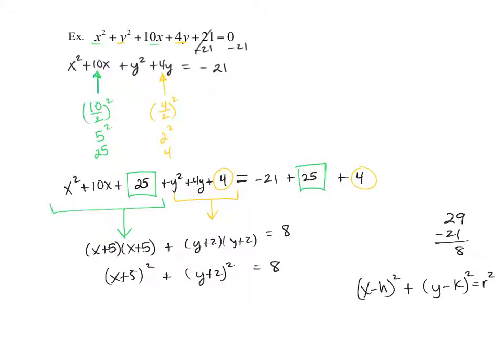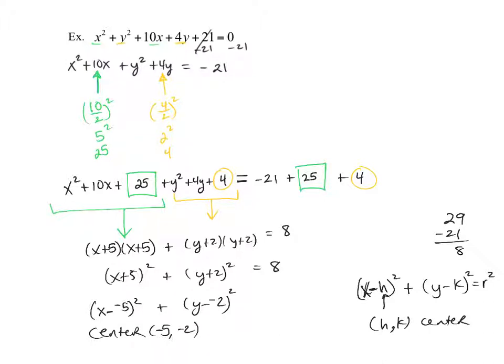So the general form of the equation is x minus a number, and that number h is the x value of the center. If it has a plus, what's really happening in here is you've got x minus a negative 5. So the x value for the center is negative 5. And then the same thing here for the y. Putting that into the true general form, it needs to be y minus some number, and it would be negative 2. So the center is (negative 5, negative 2).